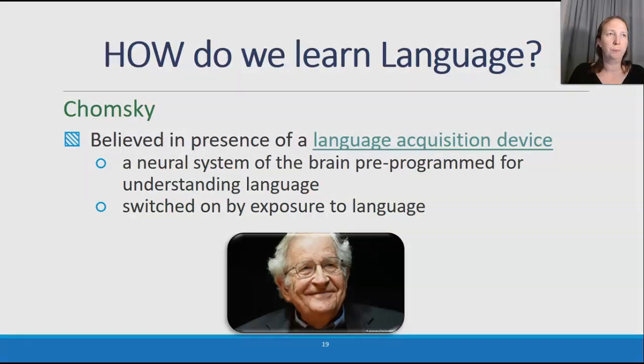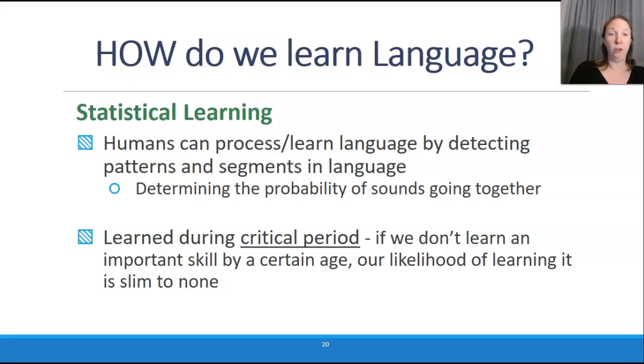Last theory on how we learn language is that of statistical learning. And it's not associated with a specific psychologist. However, it's the approach or the theory that humans process and learn language by detecting patterns and segments in language based on probability.